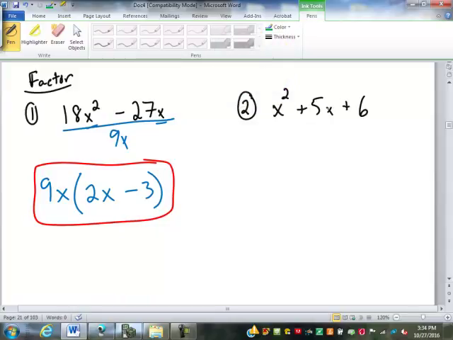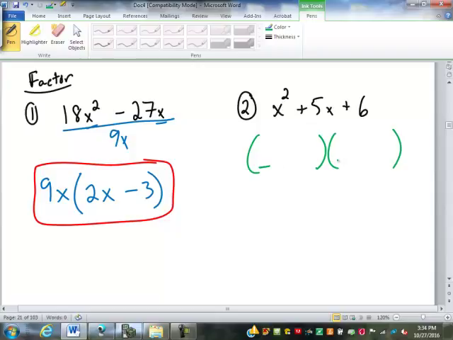For number 2, is there any common factors? No. 1 is the number with the x squared, so there's no common factor for the numbers. And the x does not appear in every digit, so there's no common factor for the variables. So that means we're going to try this reverse multiplication.